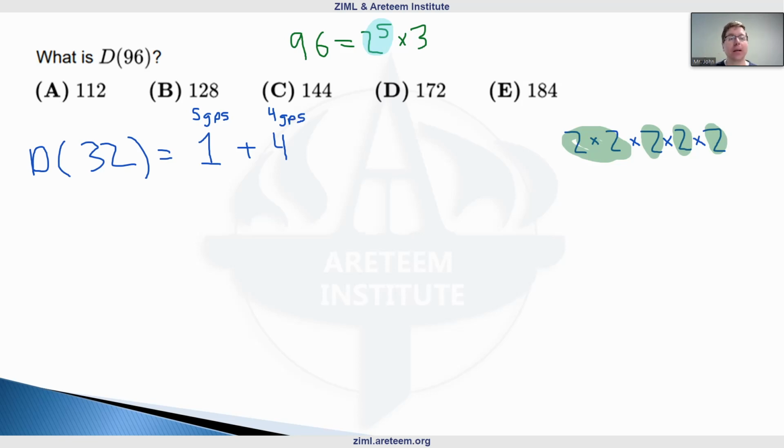We could also think about this as a version of stars and bars. We have 5 twos. These 5 twos need to go in 4 groups, so 4 boxes, but every box has to have at least 1 two.